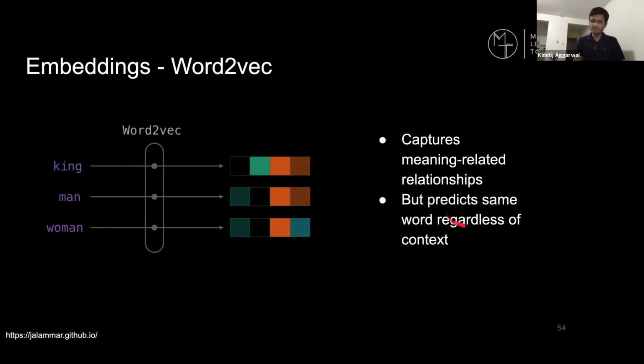But the problem with this is it predicts the same word embedding regardless of the context. We can have the same word being used in different contexts. For example, the word bat can have different meanings based on where it is placed in the sentence and what the context is. So that's the downside of using word2vec. It does not have different embeddings based on the context.